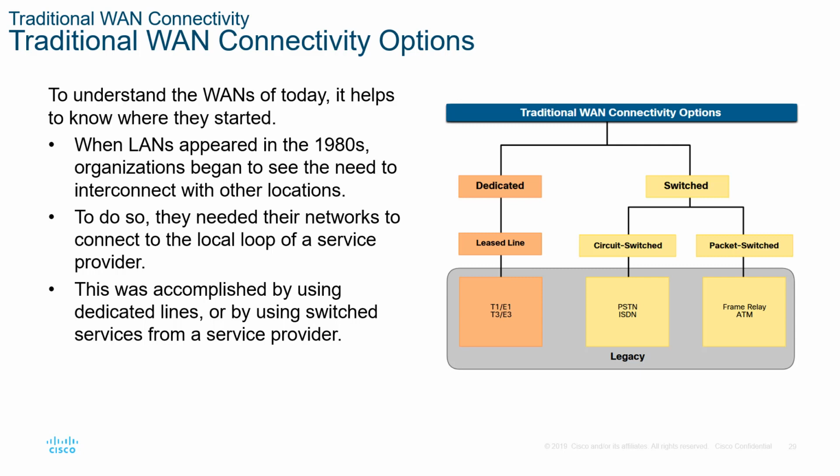And this is when LANs appeared in the early 80s, early 90s. What needed to happen was their networks needed to have a local connectivity to a service provider. And they needed dedicated leased lines. And so this was the traditional way to provide connectivity. Now keep in mind, a T1 is 1.544 megabits per second synchronous, up and down.